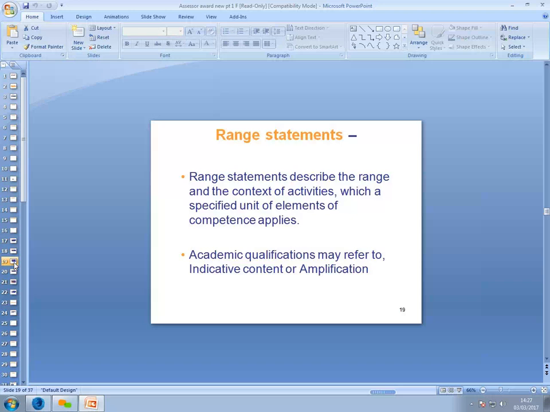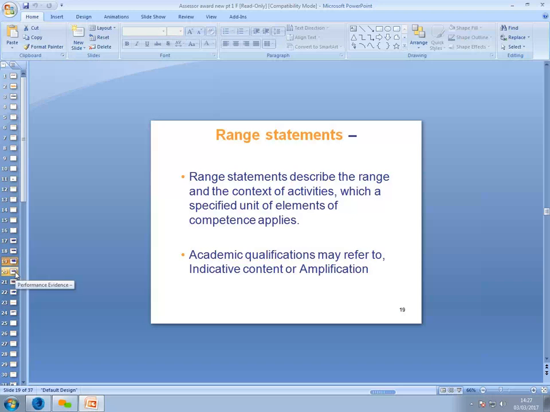Academic content may refer to indicative content, as I've mentioned, or amplification. Sometimes it's looked at as illumination or amplification, where it will say you have to do this. These are the sort of things that it's discussing.